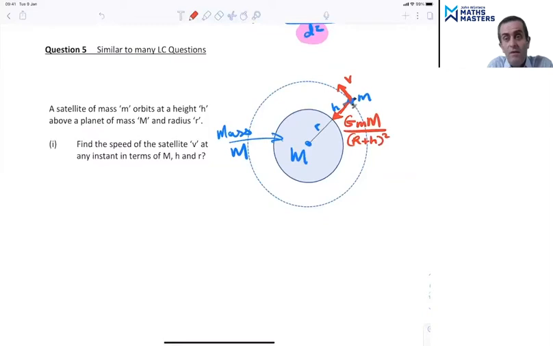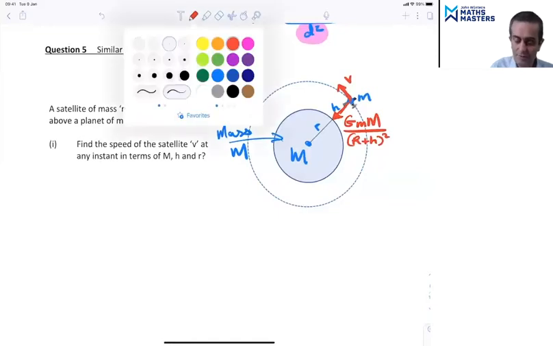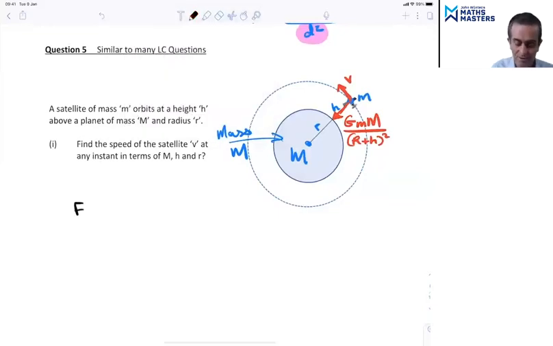Now, we know that all objects moving in a circular path experience a force towards the center of the circle called a centripetal force. Now, the only force acting towards the center of the circle, the center of the planet in this case, is that gravitational force. So the centripetal force is the gravitational force. So we call it the centripetal force Fc. And that's equal to G by little m by big M over r plus h all squared.